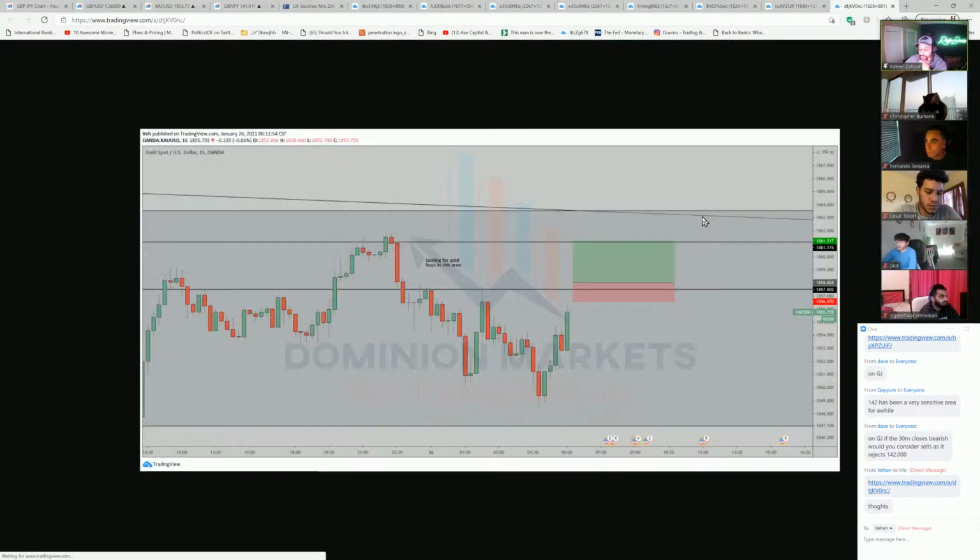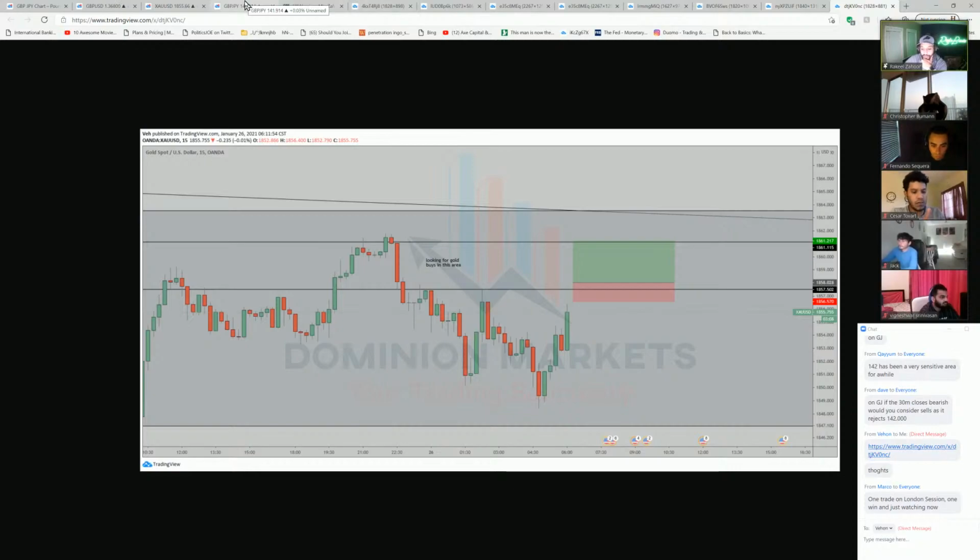Let's take a look at this chart over here. This is a gold chart, buys above 1857. Yeah, it looks good. Kind of like the same idea I have. This is pretty good.